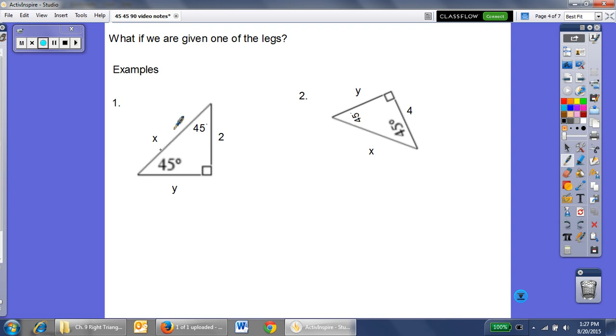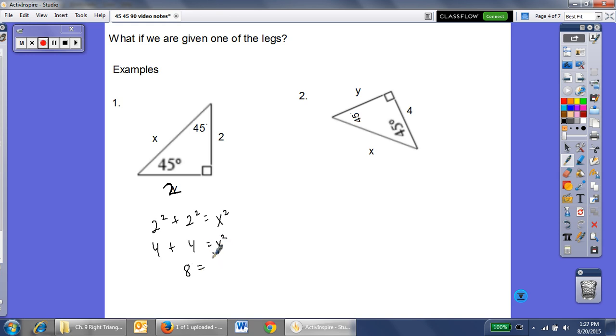So in these first two problems, notice that my title up here says, what if we are given one of the legs? So in this case, we're given 2. Well, since it's 45, 45, 90, that means that y also has to be 2, because it's an isosceles triangle. That makes our life really easy because now we can just use the Pythagorean theorem. So we have 2 squared plus 2 squared equals x squared, the hypotenuse. So that's 4 plus 4 equals x squared.